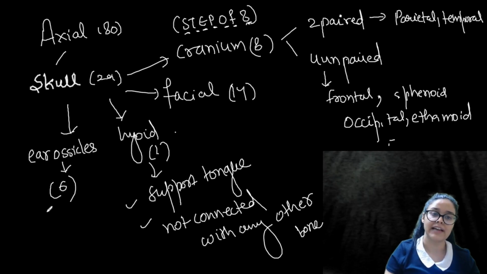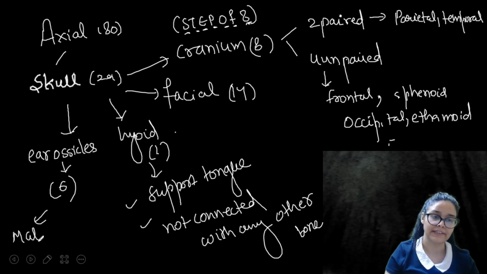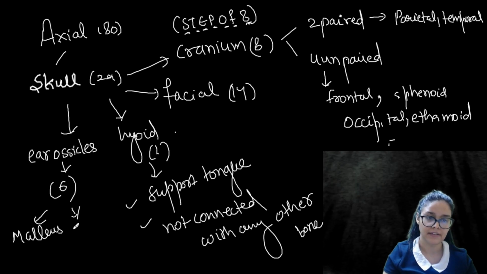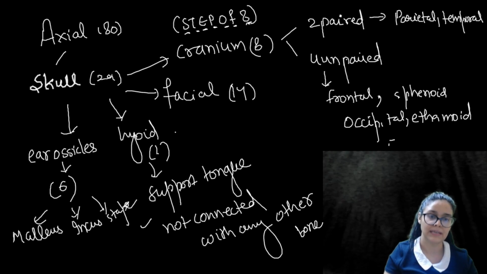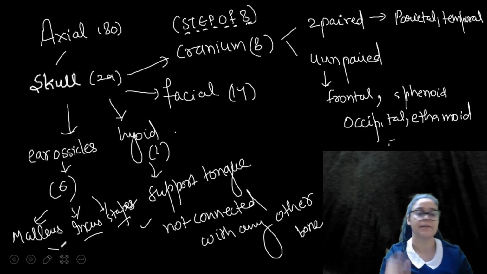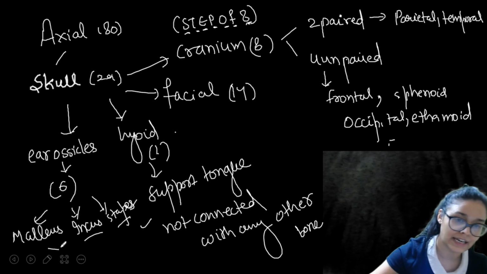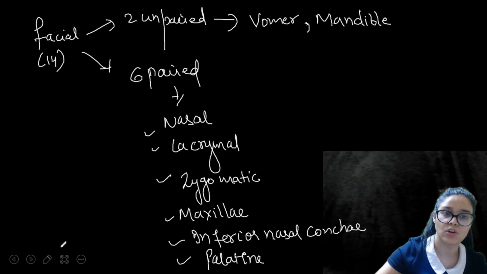Each ear has ossicles: the malleus, one malleus here and one here, then the incus and the stapes, right? So we have the malleus, stapes and incus in our ear. That you have to remember. That's all, we have completed 29 bones here.